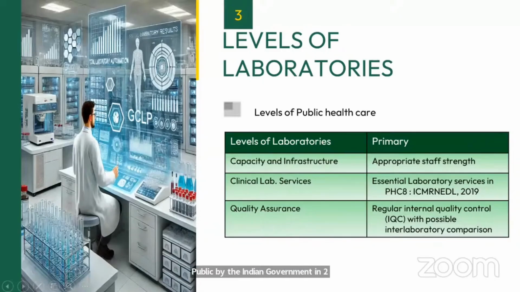It classifies the tests which should be available at primary health centers, tests which should be available at secondary or referral centers, and tests which should be available at district hospitals or medical college level. So the list has been published by the government. As per that, the facilities should be available in the primary health center. Then there should be appropriate quality assurance activities at this primary health level, with appropriate internal quality control and possible inter-laboratory comparison.